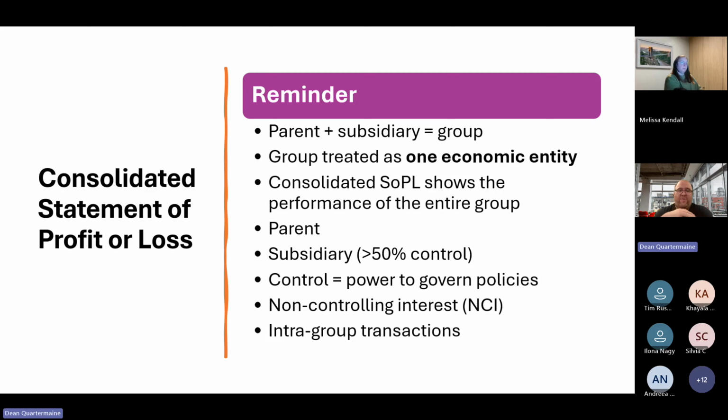And then we're going to talk a little bit about intergroup transactions. So what we mean there is that parent and subsidiary might be trading with each other, and that could be in either direction. So the parent could be buying from the subsidiary, or the subsidiary could be buying from the parent. I'm going to talk about what we do with intergroup transactions.